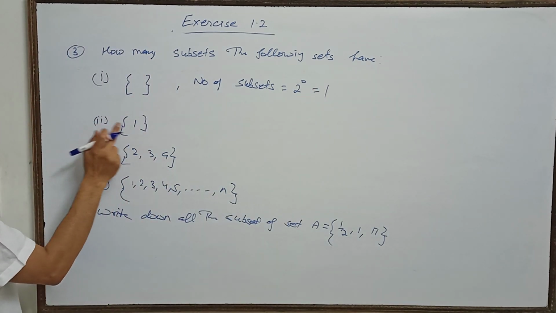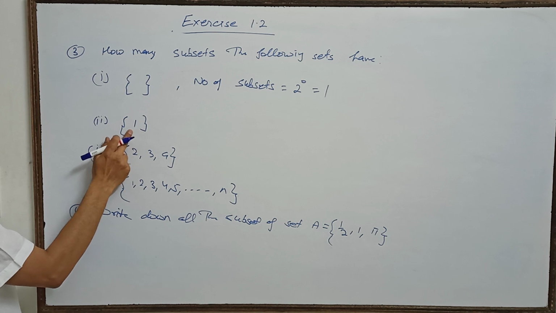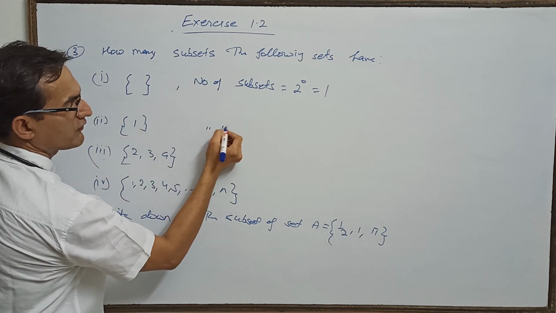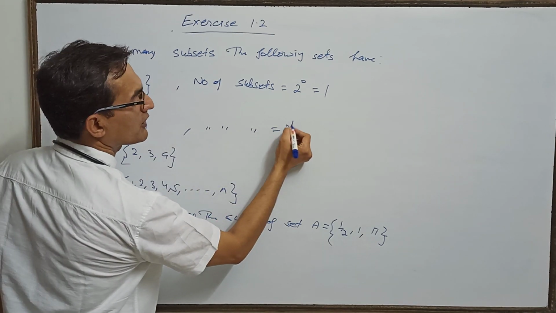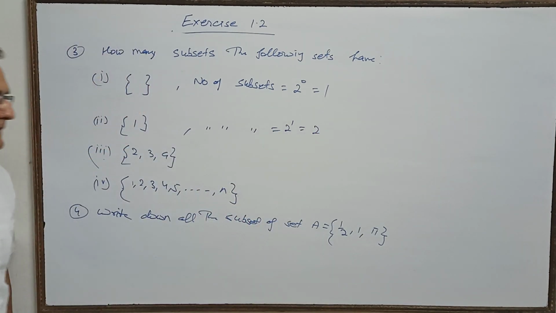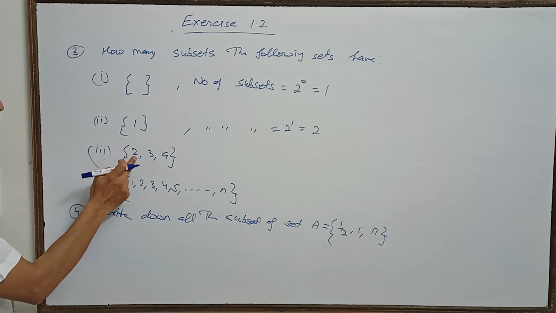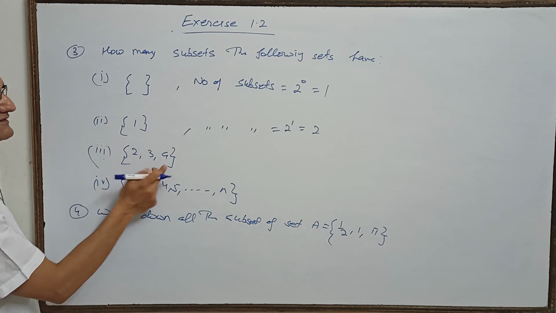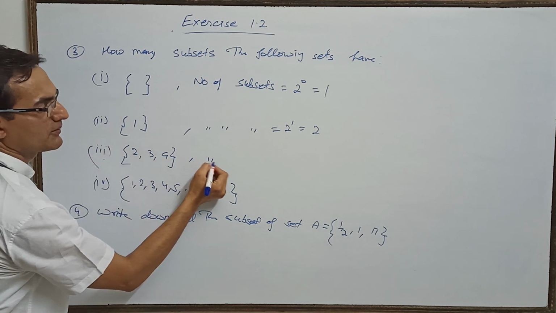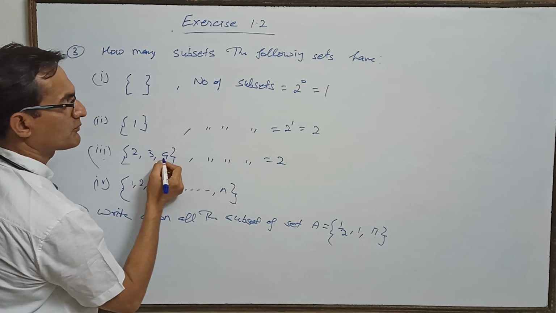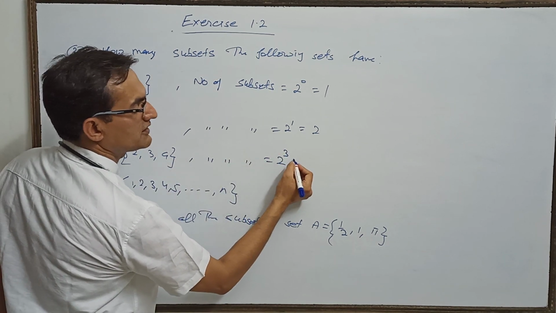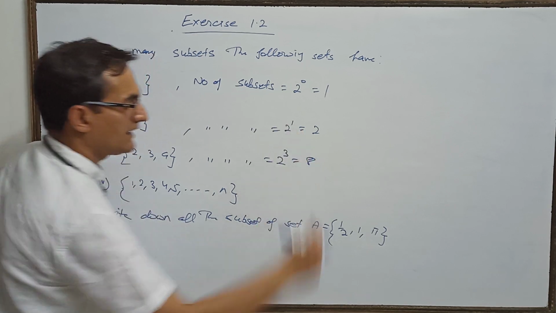Now second, how many elements does this have? 1. So the number of subsets will be 2 to the power 1, that is equal to 2. Third one, 2, 3, 9, it has 3 elements. So the number of subsets will be equal to 2 to the power number of elements, 2 to the power 3, that is equal to 8.